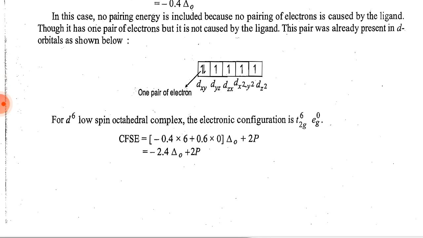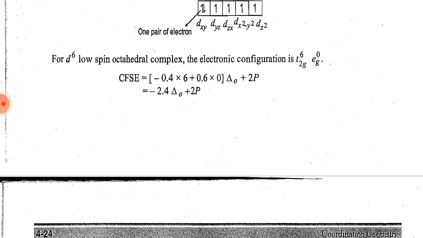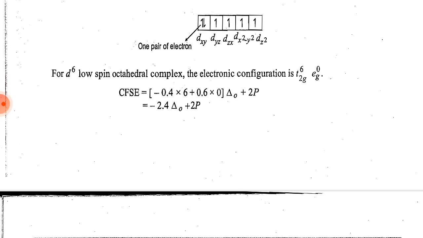In this case, no pairing energy is included because no pairing of electrons is caused by the ligand. Though it has one pair of electrons, it is not caused by the ligand. This pair was already present in the d orbitals, as shown below: dxy, dyz, dzx, dx2-y2, dz2. In dxy, one pair of electrons is present.